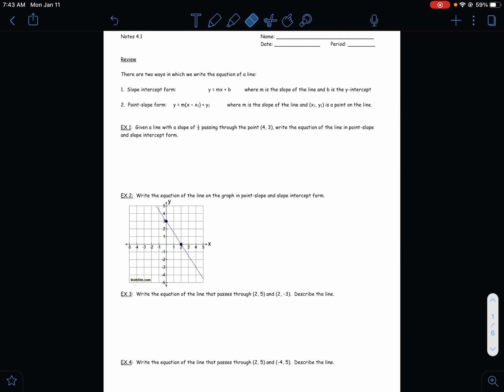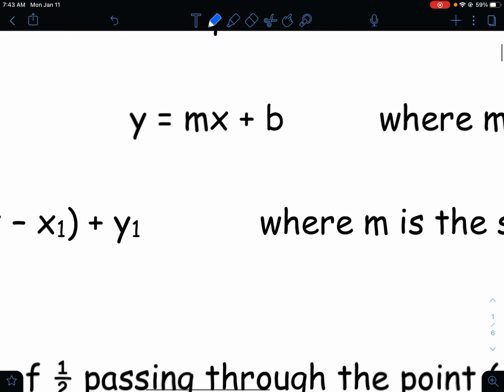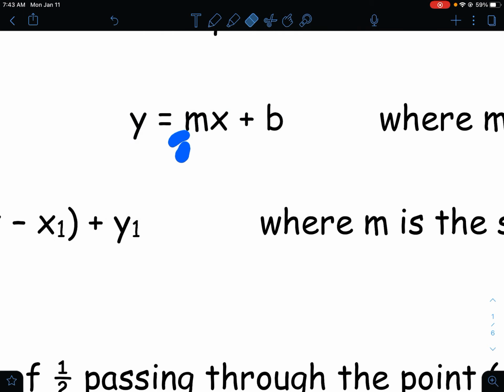So, we touched on this last semester, but let's take a look at the different kinds of linear equations we need to be familiar with. So we have slope-intercept form, which is y equals mx plus b. M is your slope, and b is your y-intercept.